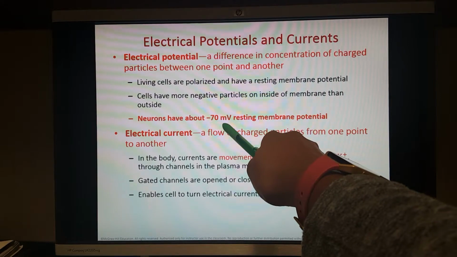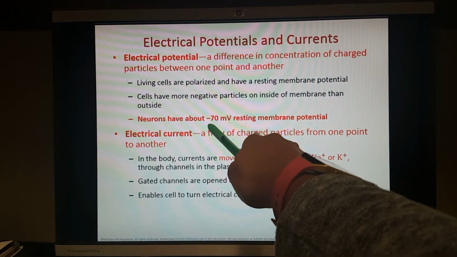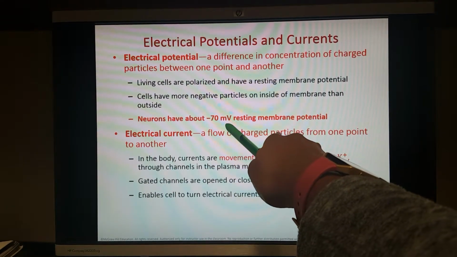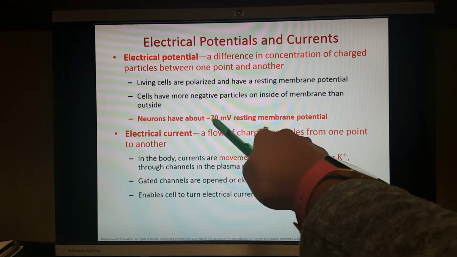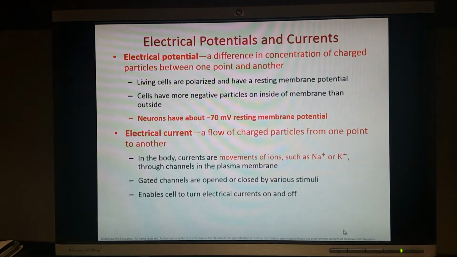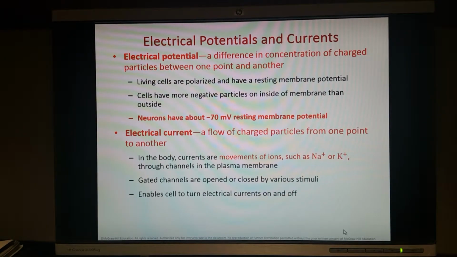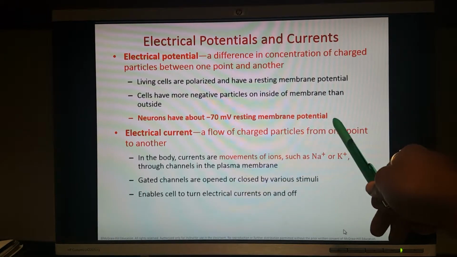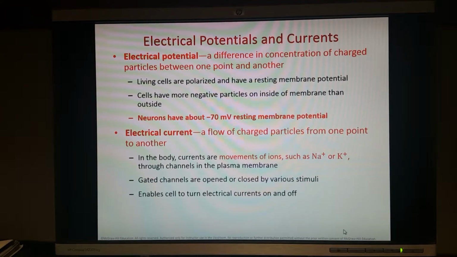If you remember from the muscle chapter, it was negative 90 for your muscle cells. So for neurons, it's a little bit different. It's a resting membrane potential of negative 70. When you move charged particles in and out of the cell, it causes an electrical current. This flow will change your membrane potential and therefore cause other effects to happen inside your cell.